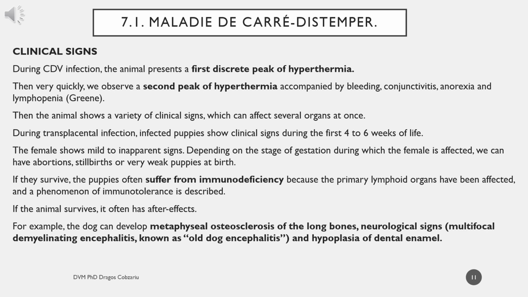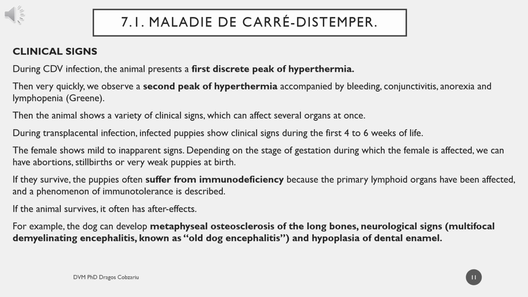During transplacental infection, infected puppies show clinical signs during the first 4 to 6 weeks of life. The female shows mild to inapparent signs. Depending on the stage of gestation during which the female is affected, we can have abortions, stillbirths or very weak puppies at birth.